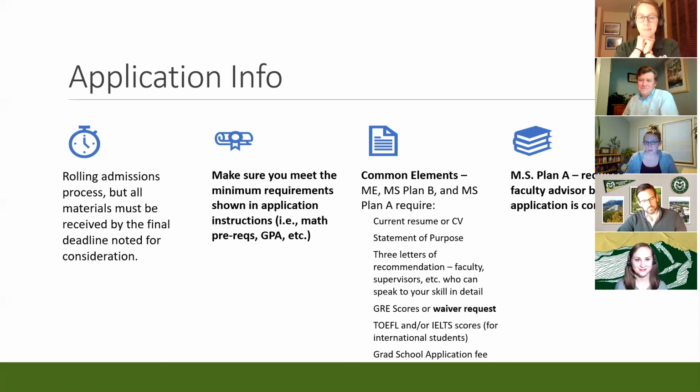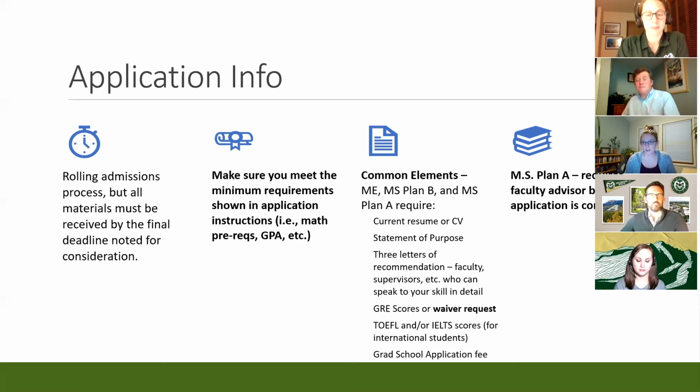We require 3 letters of recommendation as a minimum, and people ask me all the time, who should be writing my letters? Previous faculty are great choices, as are professional supervisors or even colleagues that can really speak to your specific skill set in the systems engineering field. We're very flexible, and it's more important that you find somebody who knows you well and can really speak to your skills versus somebody who has a very impressive title. That's just a suggestion.